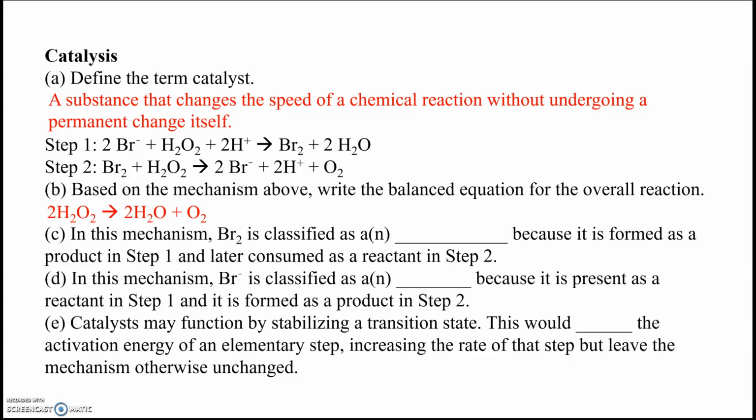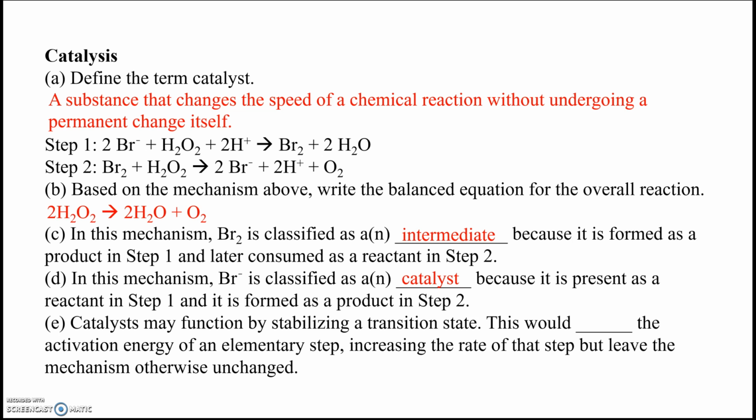And in this particular reaction, Br2 is an intermediate because it's created in the first step and then consumed in the second step. It is neither a reactant nor a product in the overall reaction. On the other hand, Br minus is a catalyst because it's present as a reactant in step 1, and then it is formed as a product in step 2. So there's overall no real change. You start with Br minus and you end with Br minus.